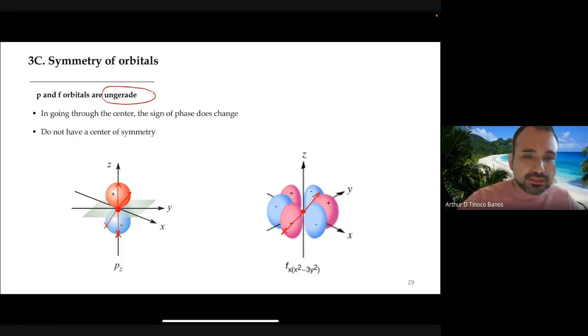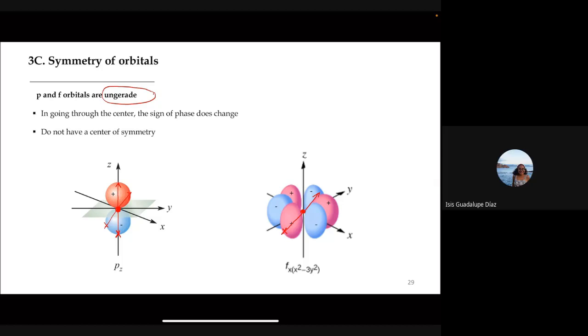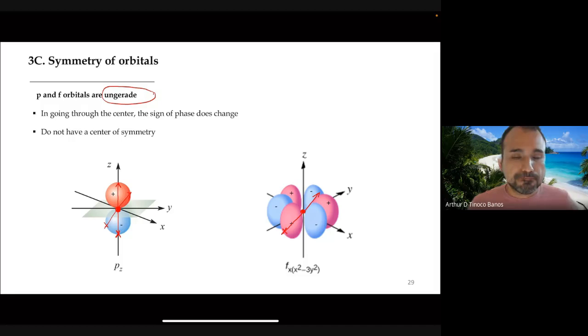In terms of the phase, not the appearance of the actual orbital. Because if you look at the p orbital, if you just look at the shape of it, it looks symmetrical. But we're not looking in terms of the shape, we're looking in terms of the phase.